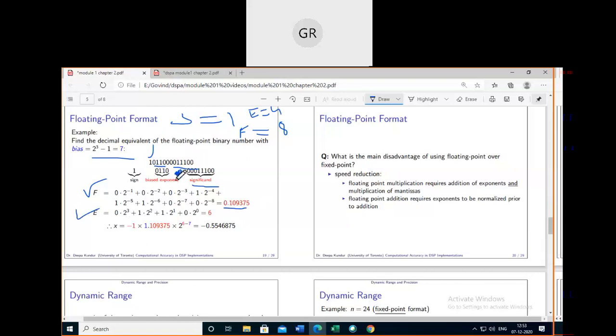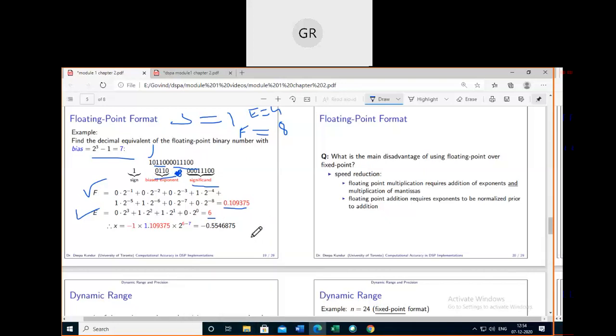Then the exponent value. Behind this one means 0 into 2 raised to 0 plus 1 into 2 raised to 1 plus 1 into 2 raised to 2 plus 0 into 2 raised to 3. That is 6.